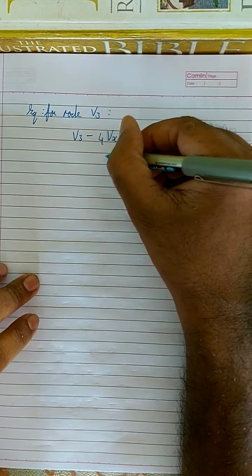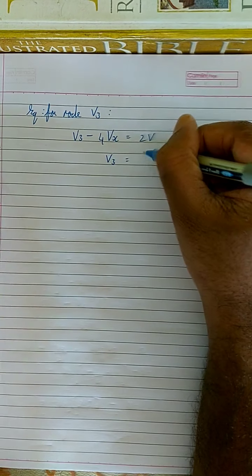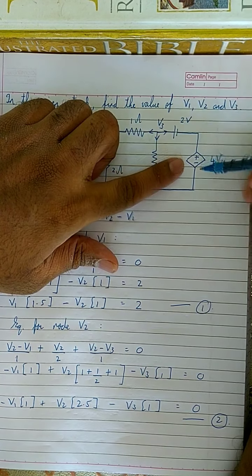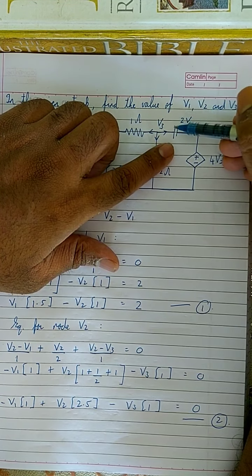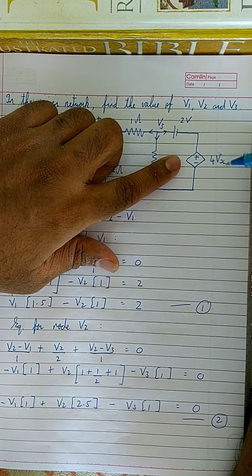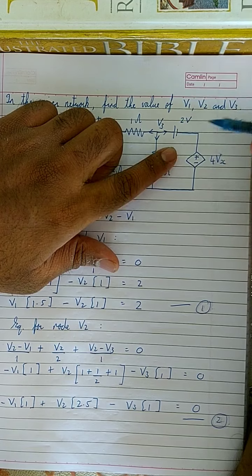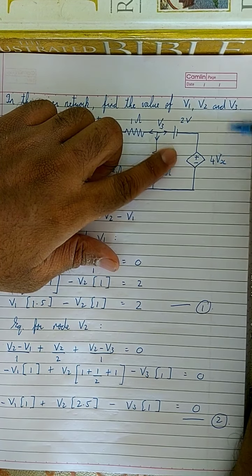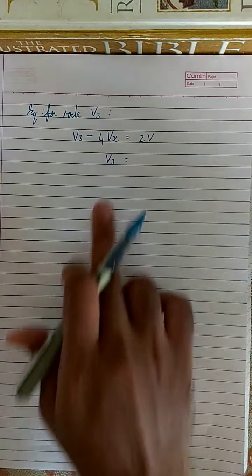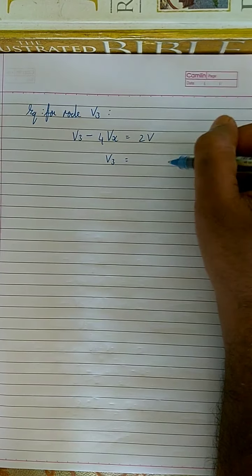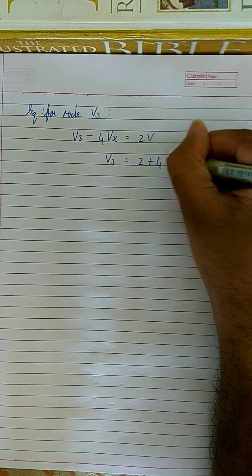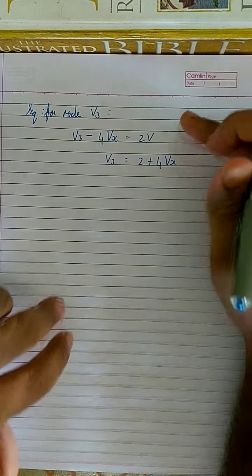Or in other words, you can also say that V3 is nothing but the voltage in series to this. What is the voltage in series? You see, this is plus minus, which means these two voltages are in series with each other. Series means we will be adding the voltage sources, which means it will be 2 plus 4Vx. So therefore V3 is equal to 2 plus 4Vx. You can write like that. Both the equations are the same.